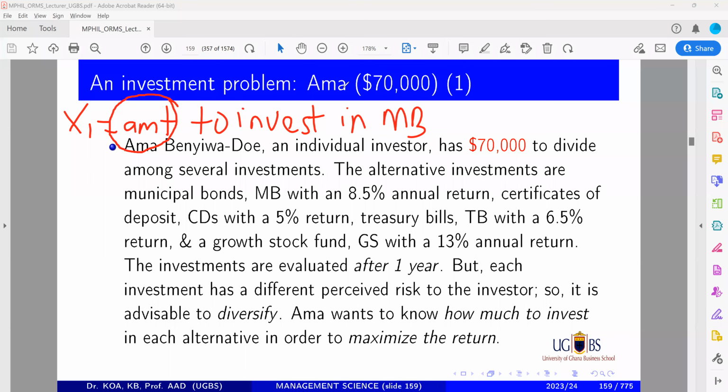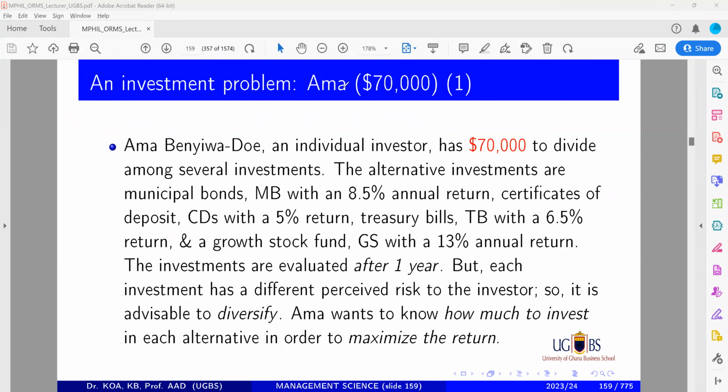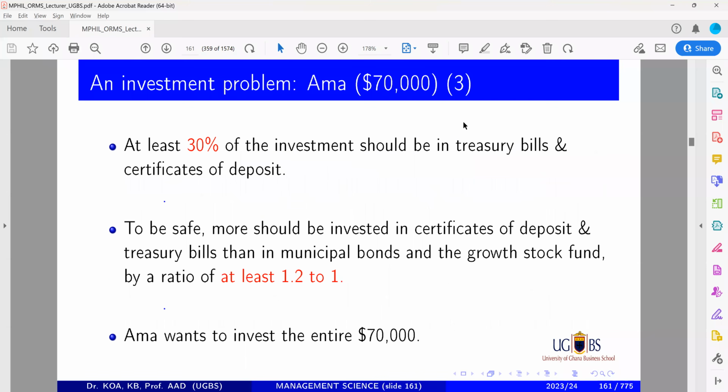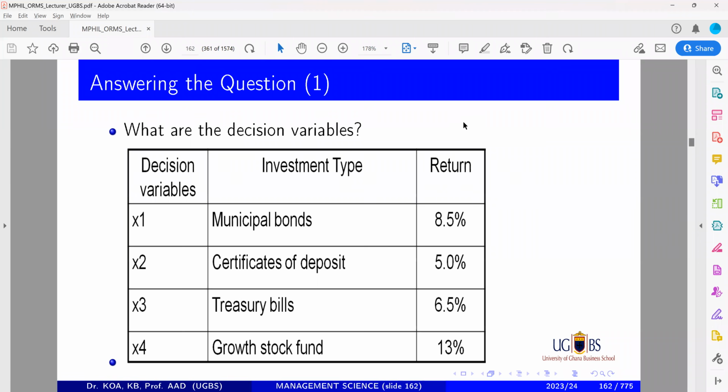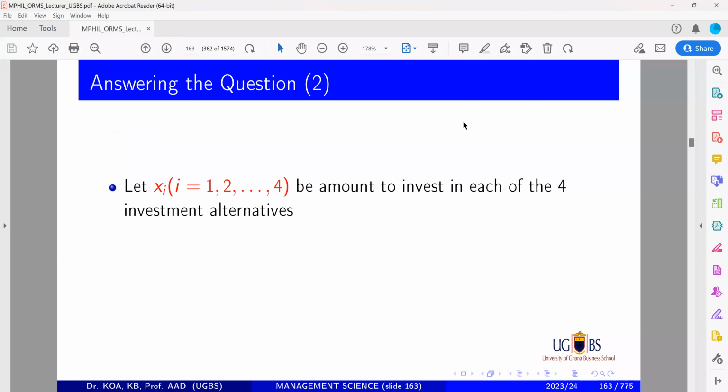Good. If it is an exam, you don't write JS, MB, TB. So you have to mention the full name. Fantastic. The amount to invest in growth stock fund. Perfect. So that is what we mean by the decision variables. Guys, if you don't understand what the decision variable is in connection with this, you have to raise your hand and indicate it. The key word is the amount.